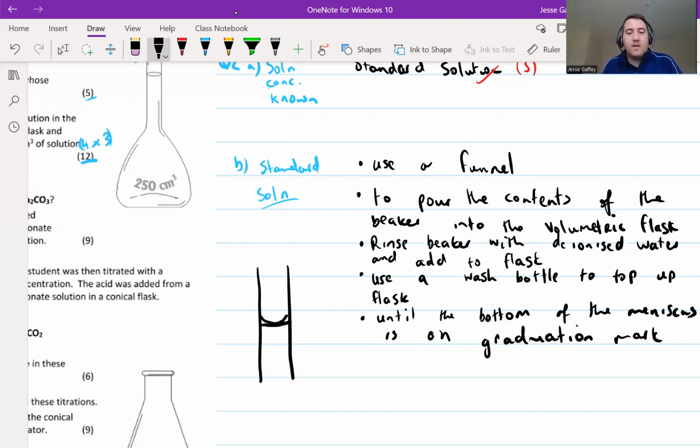Okay, and where do we read it from? Okay, so again, you should only be playing if you have written an answer for this. We should read it at eye level. We don't want to read it from up here, because that can lead us to make errors. If we read it from up here like that, this is wrong. We want to read it from eye level. Reading at eye level.